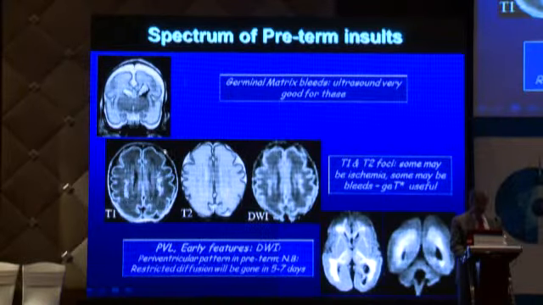This pattern is becoming more and more common now, where previously it was not well described. These are multiple foci of ischemia. We don't really know what causes this, but we are starting to see it more and more compared to PVL or germinal matrix hemorrhage because of better management of children. The degree of injury is less. And this is, of course, the classic periventricular white matter injury that I already discussed.